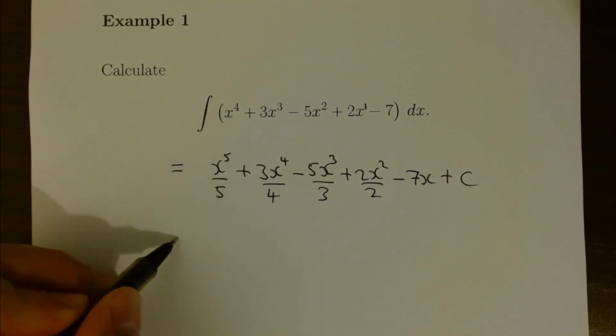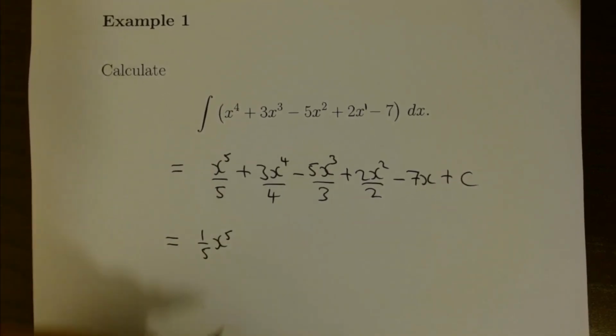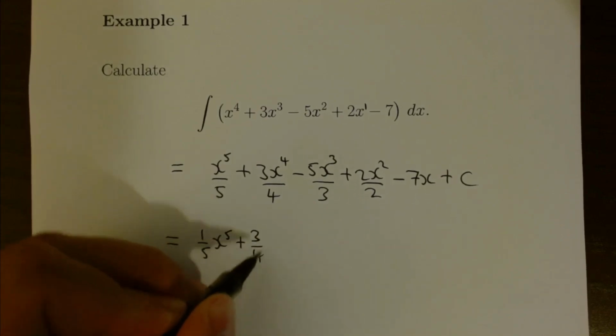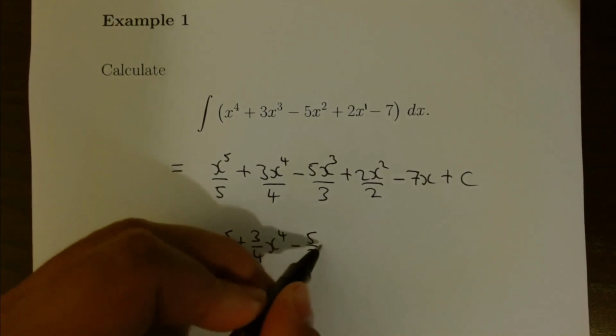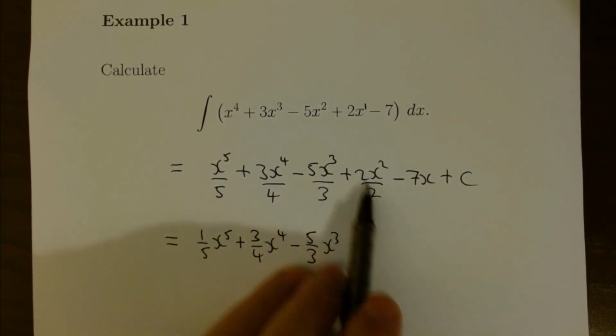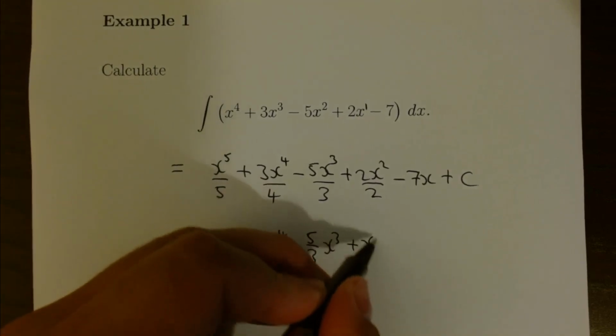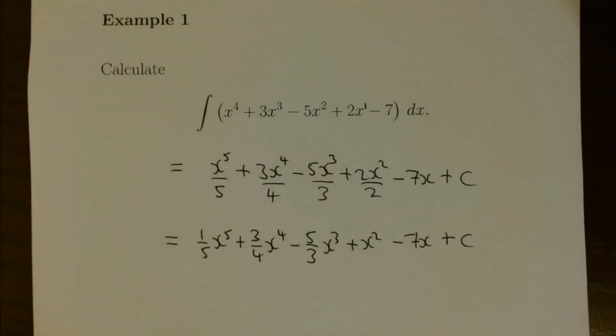And then we simplify. You get 1/5 x to the 5 plus 3 over 4 x to the 4 minus 5 over 3 x cubed. And here the 2's cancel, so we're just left with x squared minus 7x plus c.